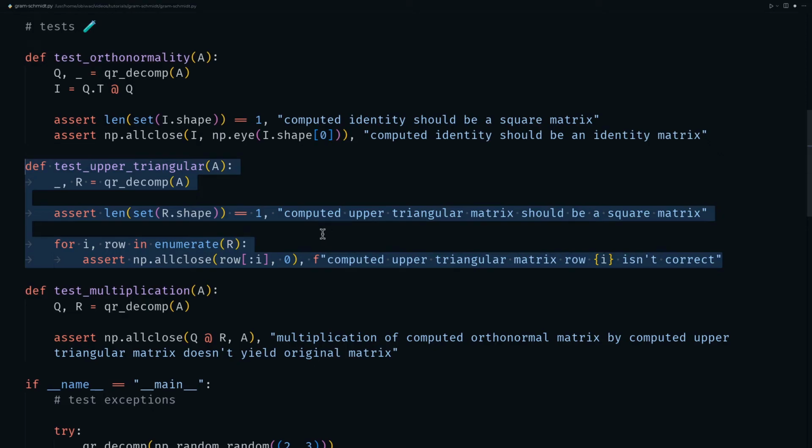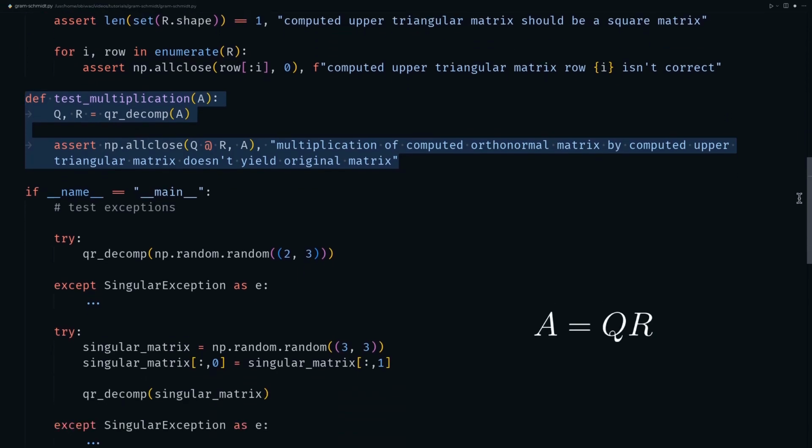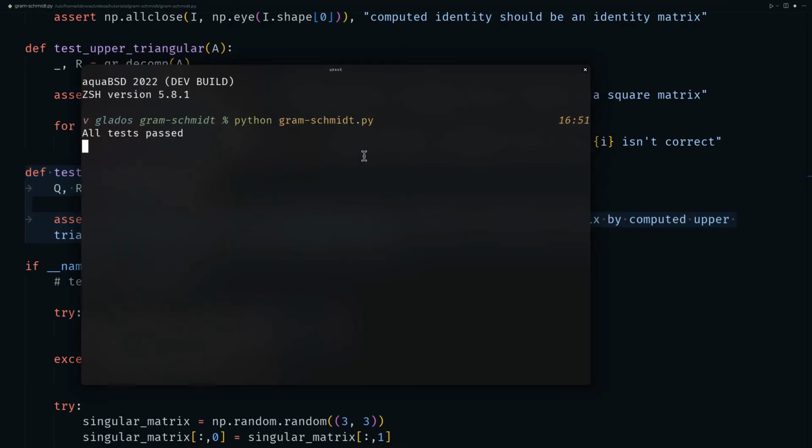The next one tests the upper triangularity of R quite simply by counting the number of zeros before each row of R. Lastly, and most certainly not least, we test if the decomposition even works at all by multiplying Q by R and making sure it's equal to our original matrix A. That's just about it. The testing setup after this is really quite simple.